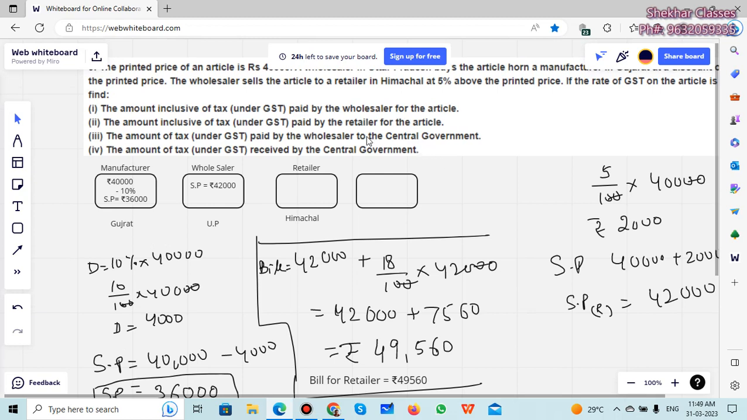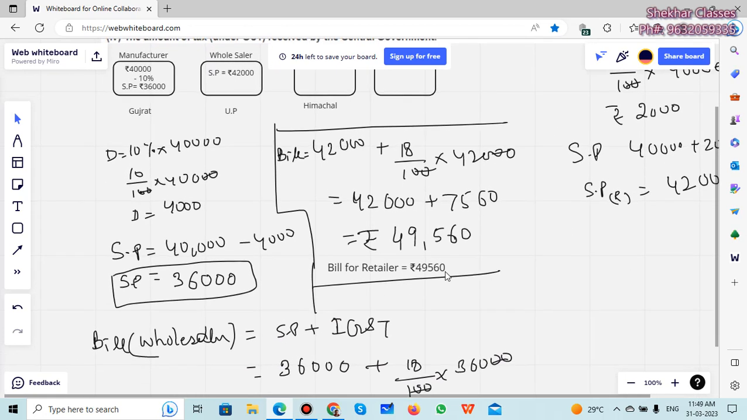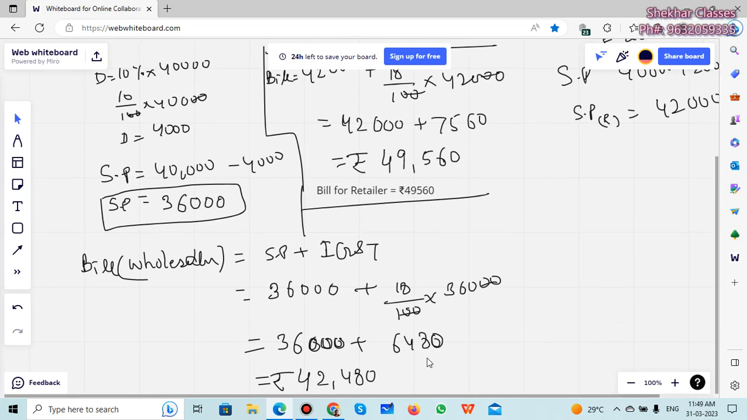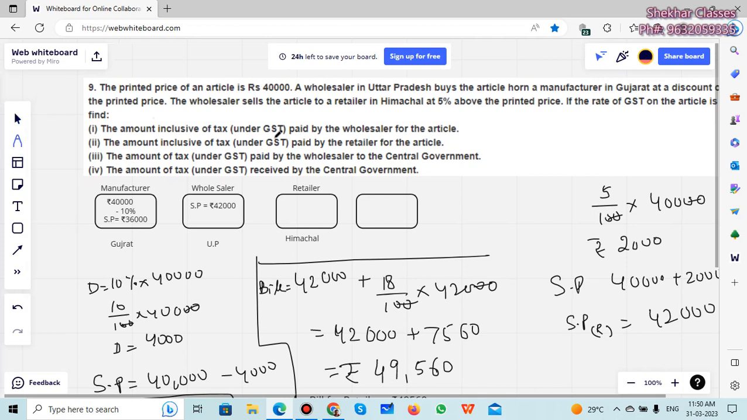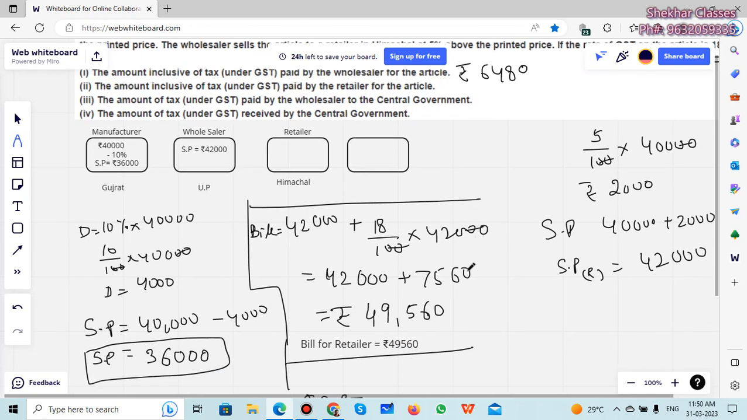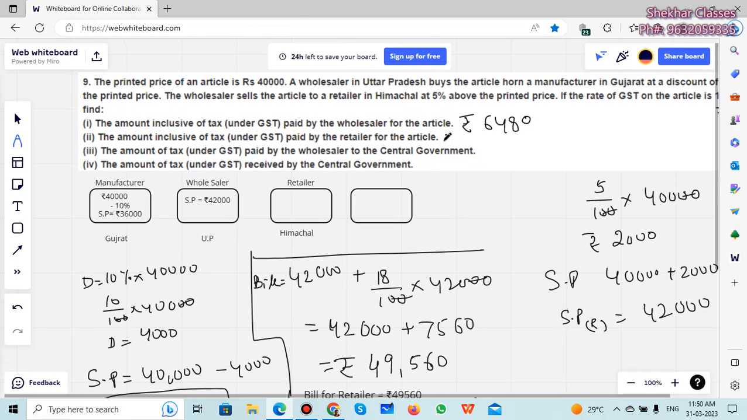Now this is the answer for the first question. For the second question, the amount of tax under GST paid by the wholesaler to the government, we already have that earlier. How much is the tax he paid? 6,480, you already calculated that. Amount of tax under GST paid by the retailer: we just calculated 7,560 rupees.